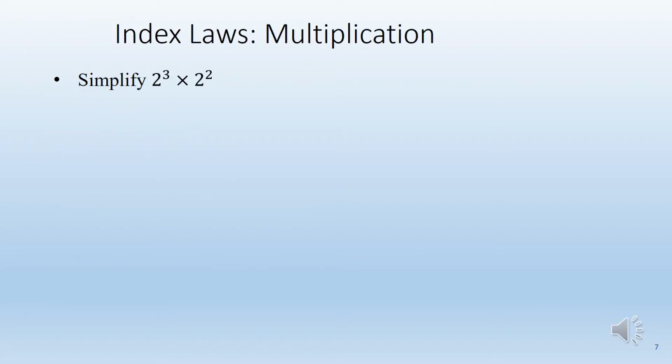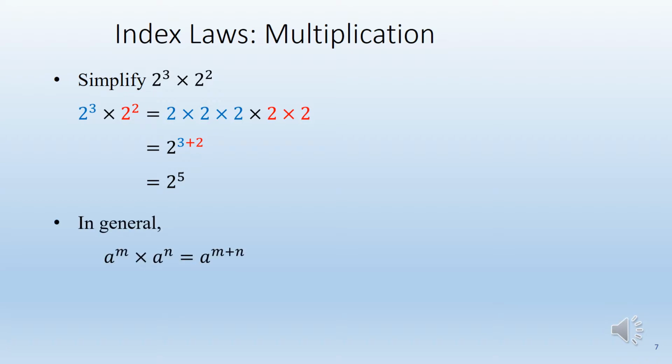We can simplify expressions like 2 to the power of 3 times 2 to the power of 2. Going back to the definition, 2 to the power of 3, of course, means 2 multiplied by itself 3 times. And 2 to the power of 2 means 2 multiplied by itself twice. So altogether we have 3 lots of 2 and 2 lots of 2, so that gives us 5 lots of 2. And it doesn't really matter what the base is. It doesn't have to be 2, and it doesn't matter what the indices are. They don't have to be 3 and 2.